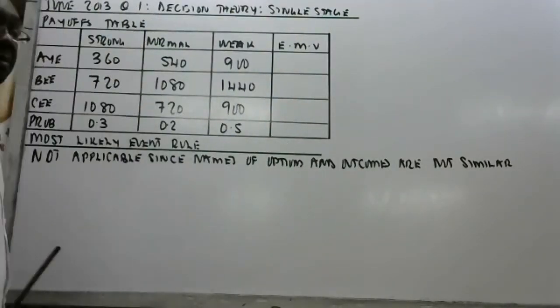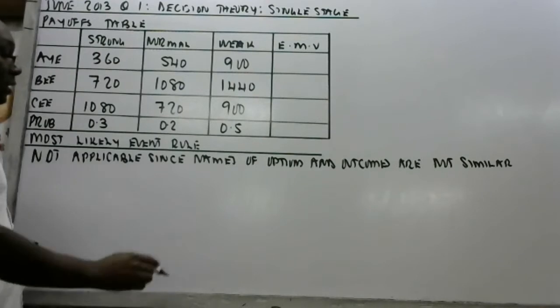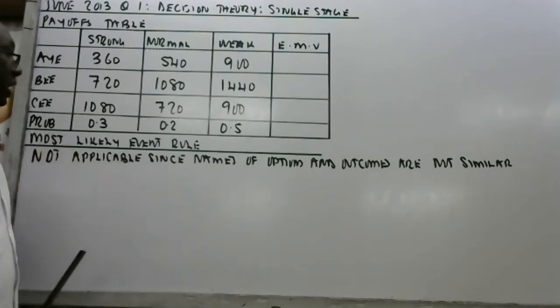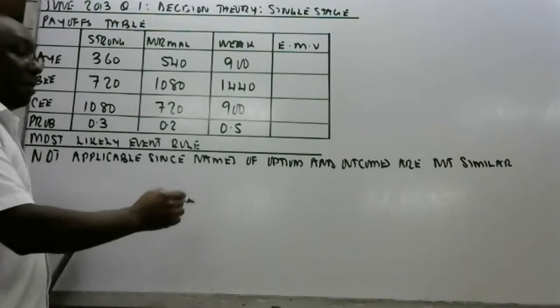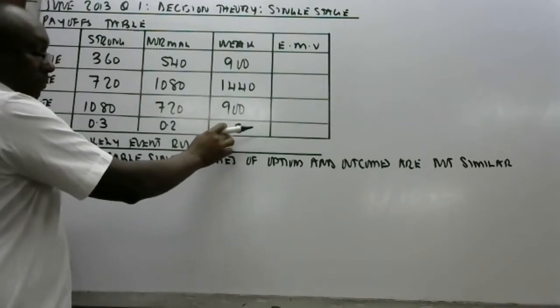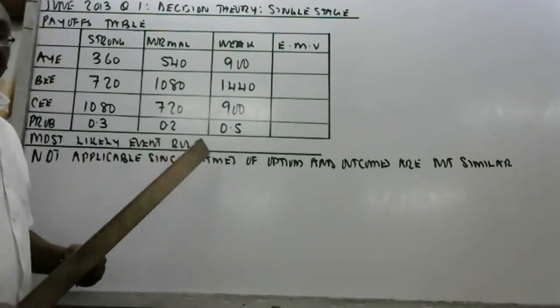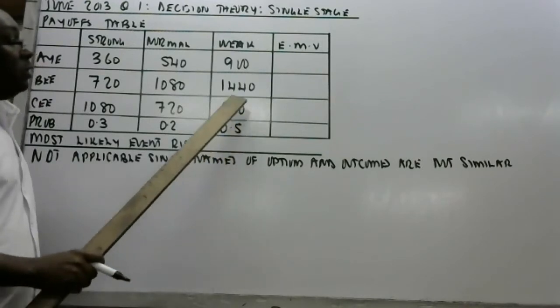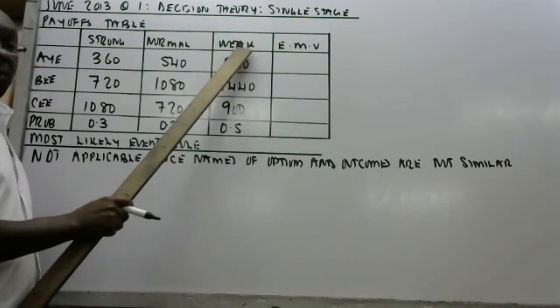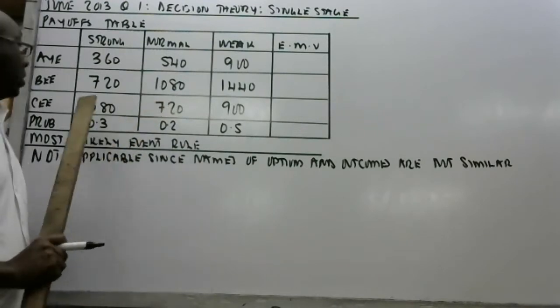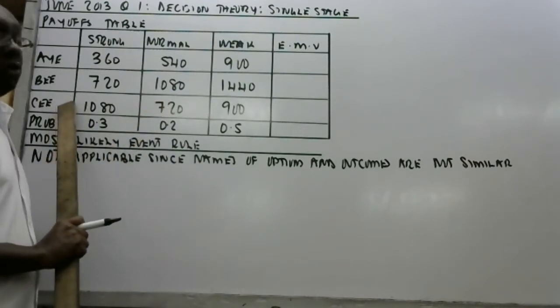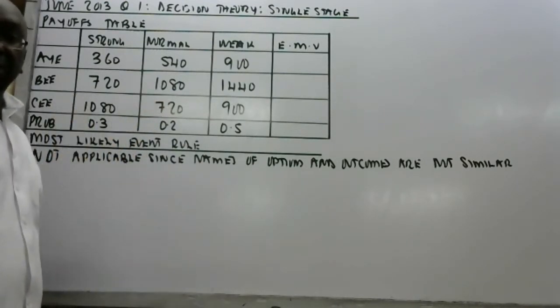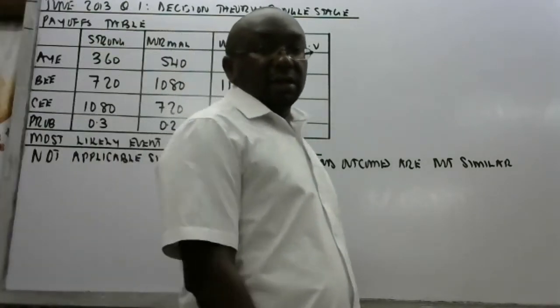But if they were to be similar, what you would have done, because you can see it's called most likely, you pick the probability that is the highest, this one. When you have this highest probability, you identify its name here, weak. So if there was an option called weak, you would have picked that. But now for this one, it is not there.